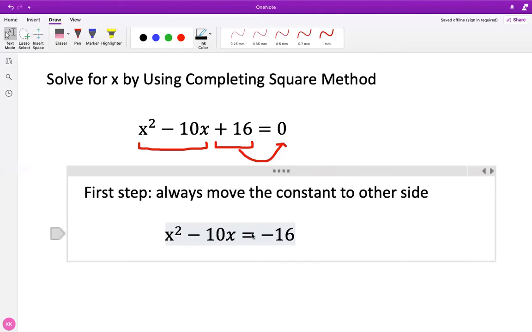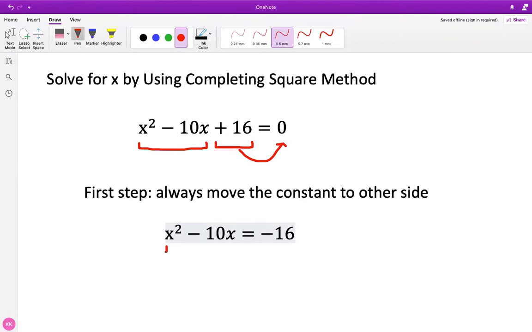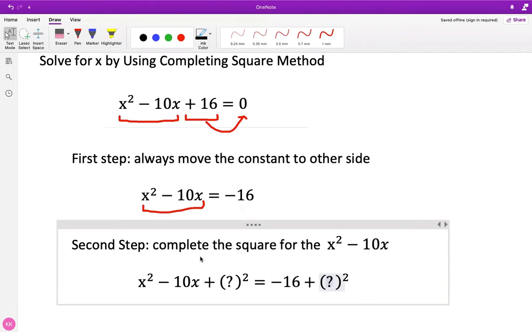The purpose of doing that is I want to isolate this number because I want to complete the square for the first two terms here. So this is the first two terms. I'm going to complete the square and let's see what the result is. The second step involves completing the square for x squared minus 10x.